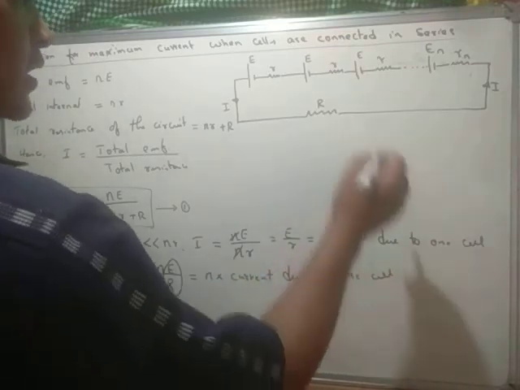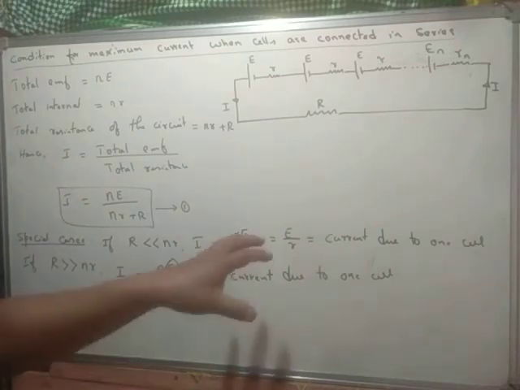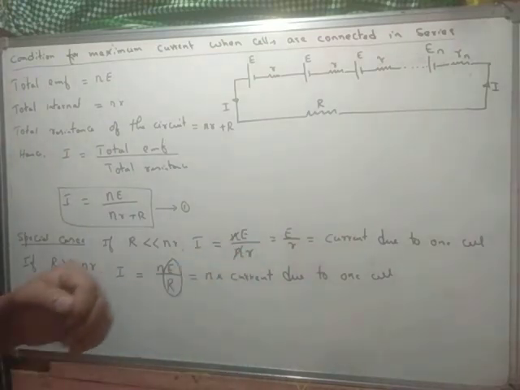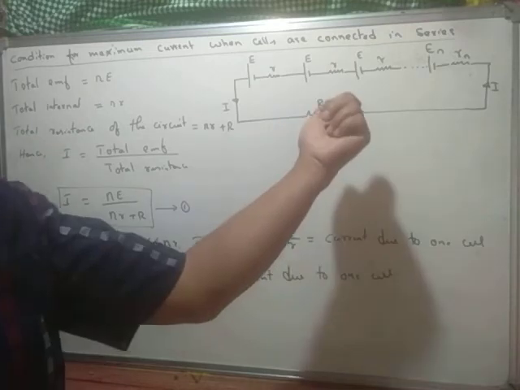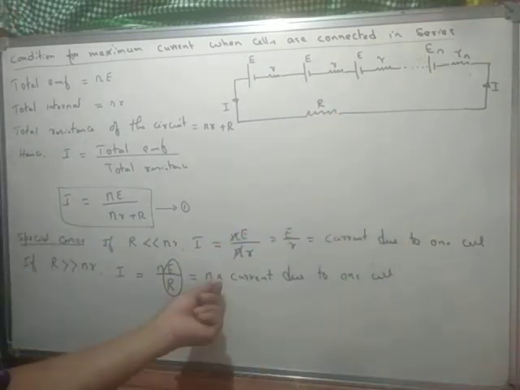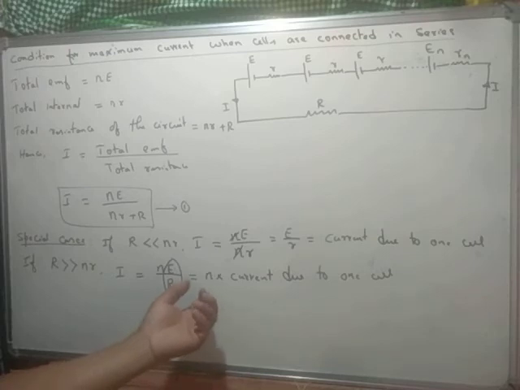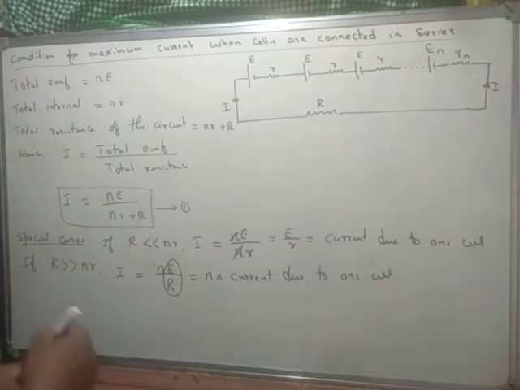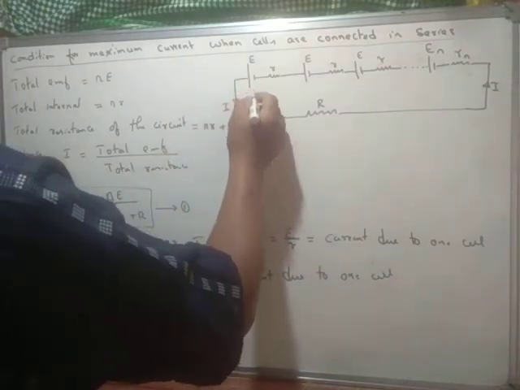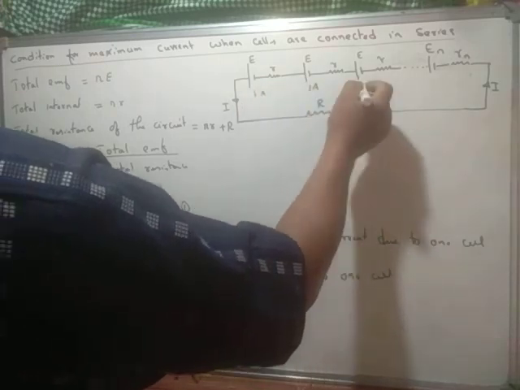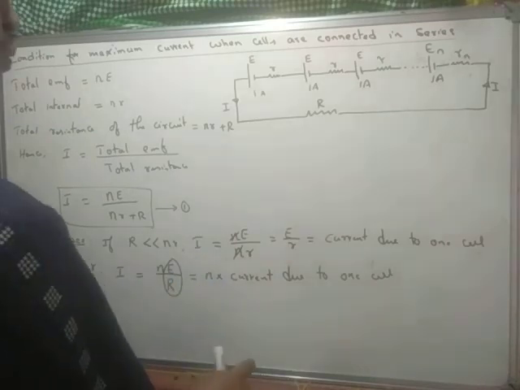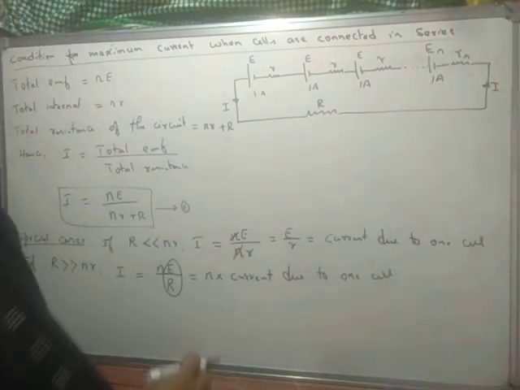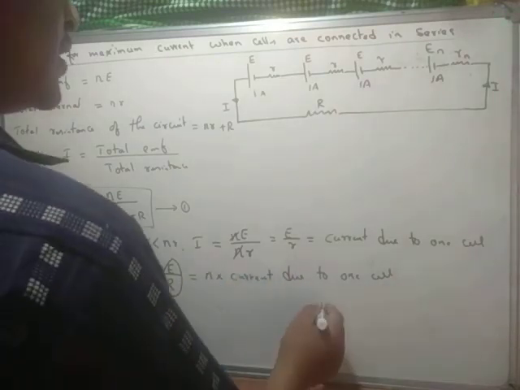So now looking at these two special cases, we see that in the first case, the current is due to just one cell, but in the second case, the current is maximum because it is equal to n times the current due to one cell. So if the current due to one cell is 1 ampere, and I have 10 cells, then the total current in that case will be 10 times 1, which means 10 ampere.